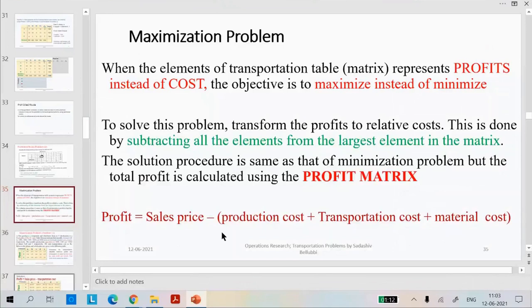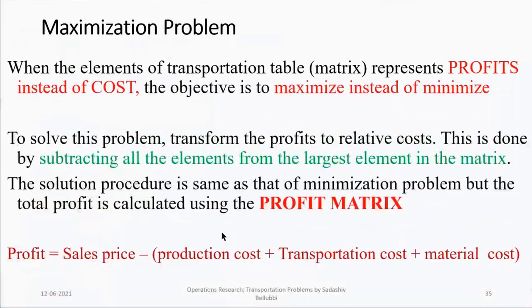Okay, maximization problem. When the elements of the transportation table represent the profits instead of cost, the objective is to maximize instead of minimize. To solve this type of transportation problem, we need to transform from the profits to the relative cost.